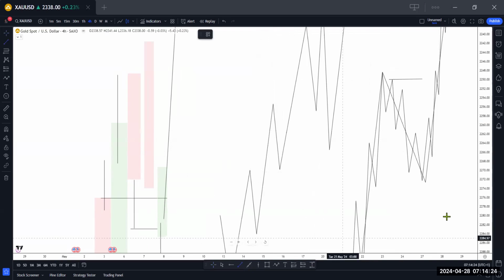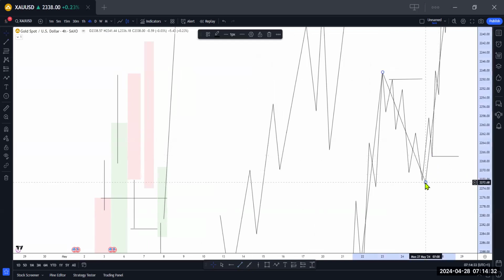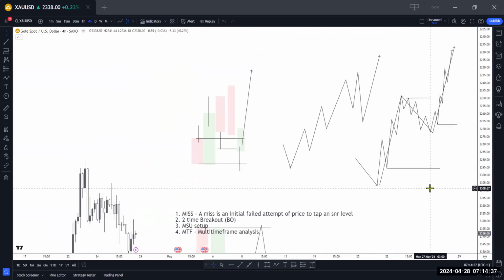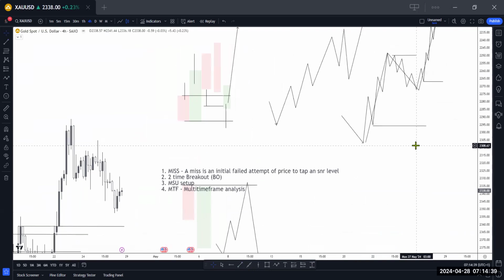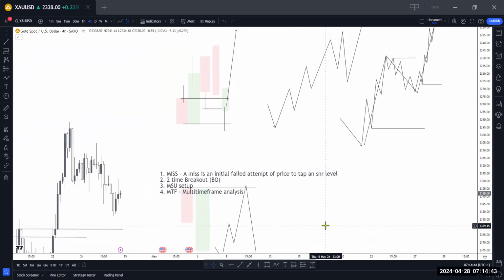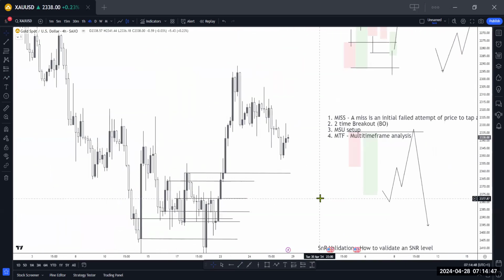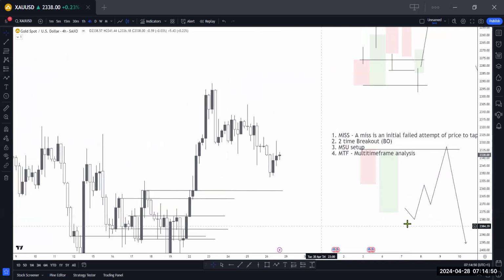Okay, where would your miss setup be? This guy here. Why? Because this is the last low for this main low. I'm going to explain this in a much better fashion when we begin to look at liquidity concepts and all of those things. All right, so that's a miss. A miss is an initial and failed attempt for price to use a level before.